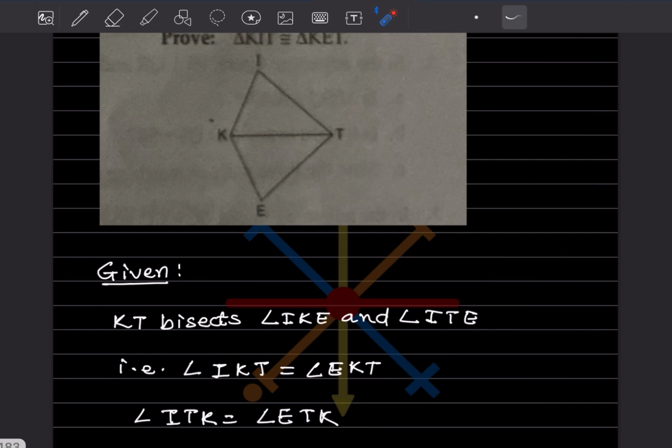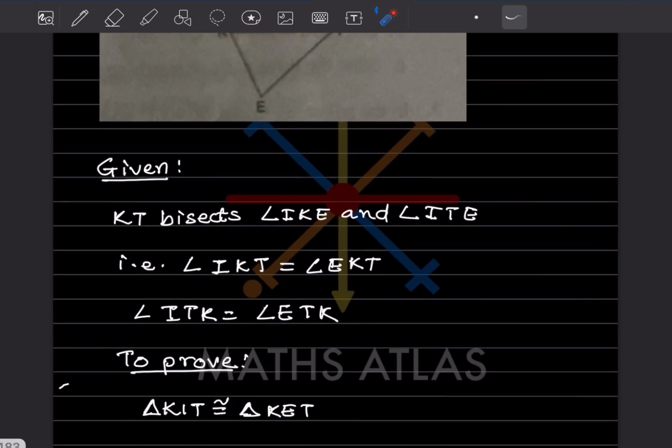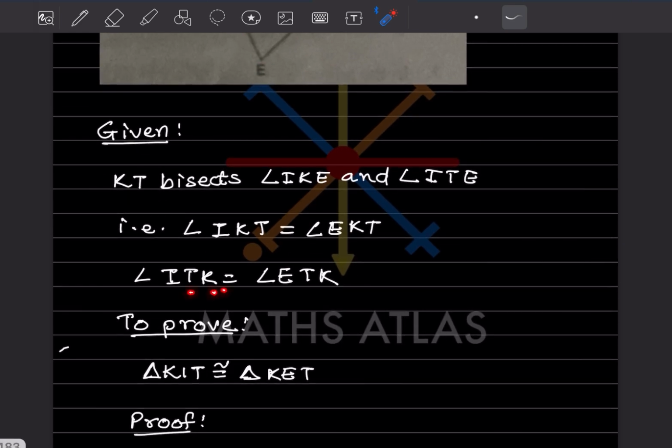So given what is that? KT is bisecting angle IKE and angle ITE. That is now angle IKT. So here now we will see this one, angle IKT will be equal to EKT. So this angle is going to be this one. It will be also equal to this one. So the angle ITK is equal to angle ETK.